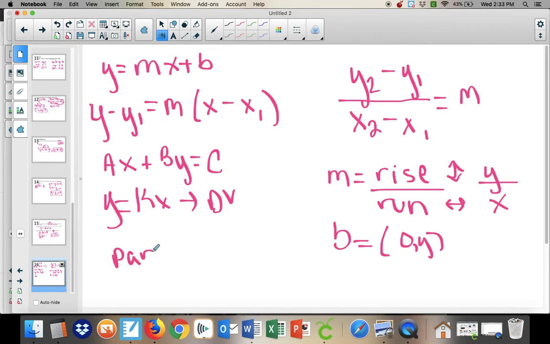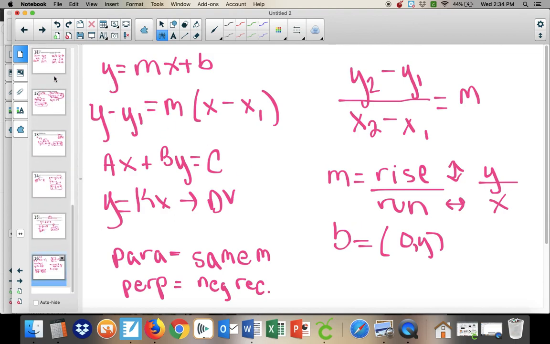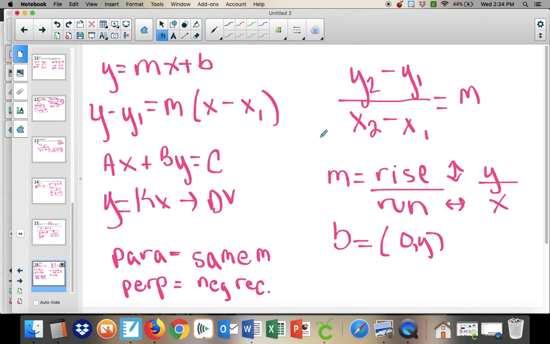Parallel is the same slope. Perpendicular is negative reciprocal, which is your opposite flipped. Let's see, and I think that that's a good start, and then you add whatever you need to. So again, I would be looking through the review and watching videos and making your one-pager.